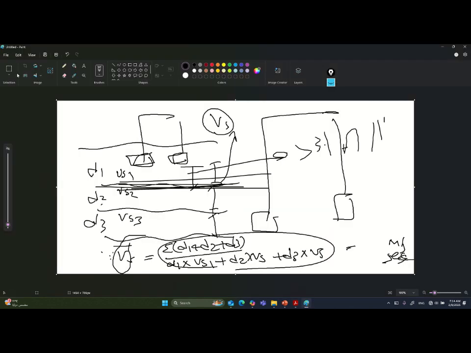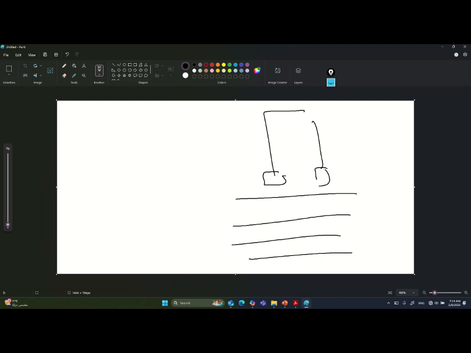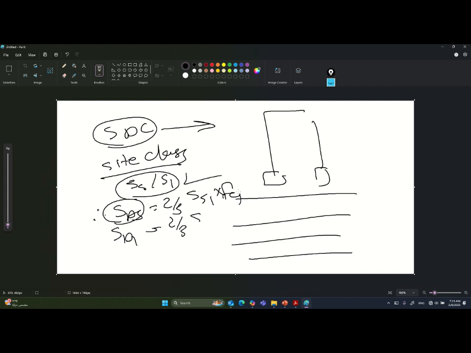So maybe in an example he will tell you I have a building, and I have the layers, and I need to determine the seismic design category of the building. So of course I need to get the site class. He gave me the SS and the S1, they are given. After that I will calculate the SDS, which is equal to 2/3 of the SMS, which is equal to SS multiplied by FA, and the SD1, which is equal to 2/3 of SM1, which is S1 multiplied by FV.